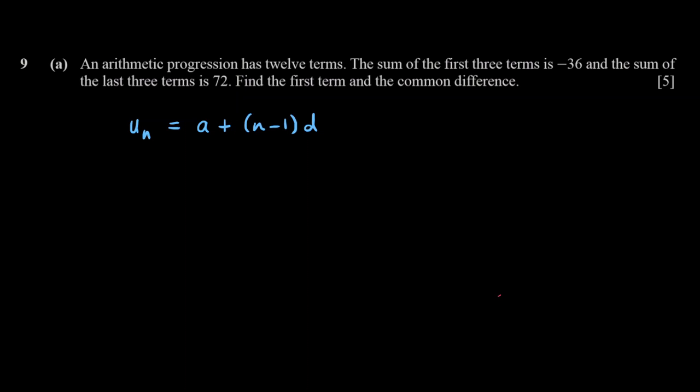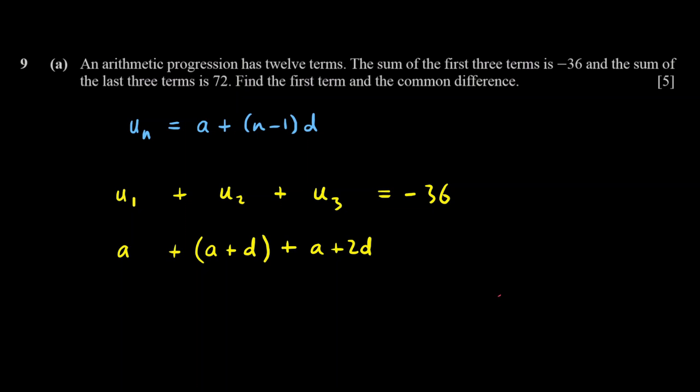Now, how can we write this information? The sum of the first 3 terms, well, we can say that that is u1 plus u2 plus u3. That's the first 3 terms. That's equal to negative 36. And if we just use the formula, then the first term is going to be a plus 0d. The second term is going to be a plus 1d. And the third term is going to be a plus 2d. And that should also make sense, right? Because the first term is a. To get to the second term, we add d, so we get a plus d. And to get to the third term, we add another d, so we get a plus 2d.